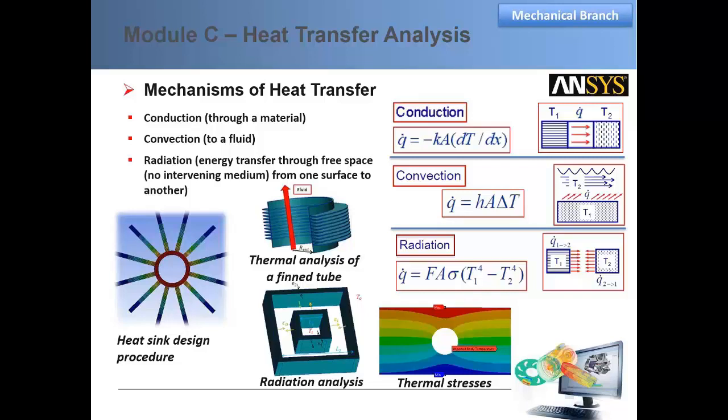The study of this module helps you to understand and learn how to create and analyze heat loads in finite element models such as thermal studies of heat exchangers, thermal studies in electrical components, thermal behavior of pressure tanks, etc. Some heat transfer analysis examples which are solved in the practical subjects of this module are the thermal analysis of a finned tube, a heat sink design procedure, a radiation analysis of a system or the thermal stresses in a section.